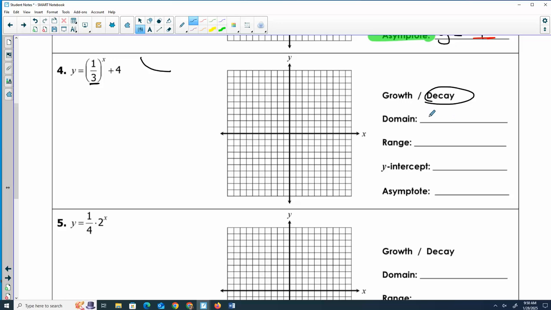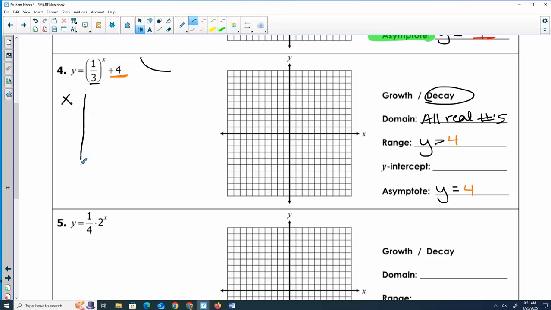What's the domain? Always. All real numbers. Okay, I know my range is going to be y is greater than something, and my asymptote is y equals something. What is that thing going to be here? 4. And we can see that because I added 4 on the end. So my range, I'm going to get y values bigger than 4. Y equals 4 is going to be that horizontal asymptote. All right, let's graph this.